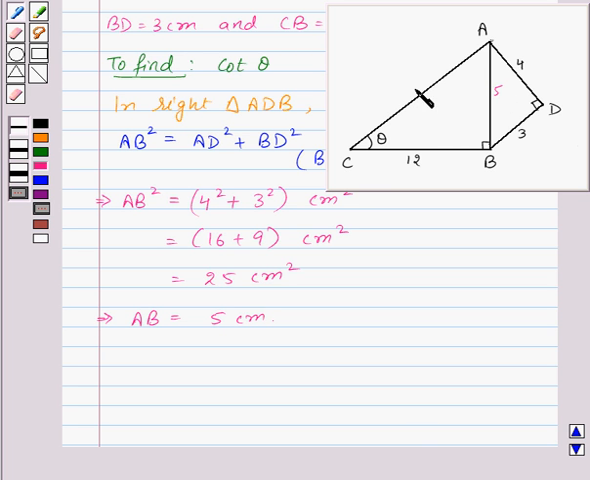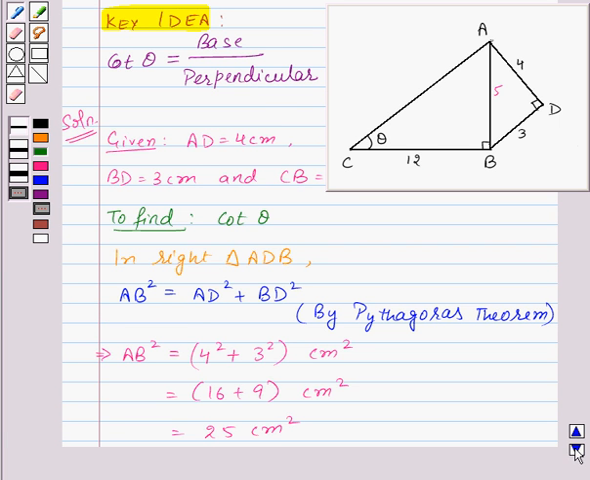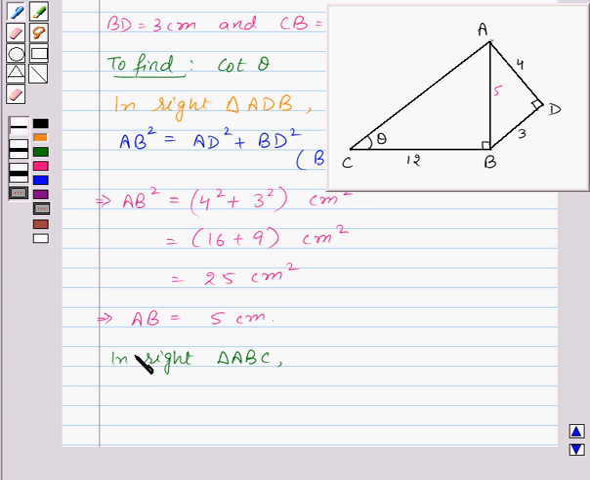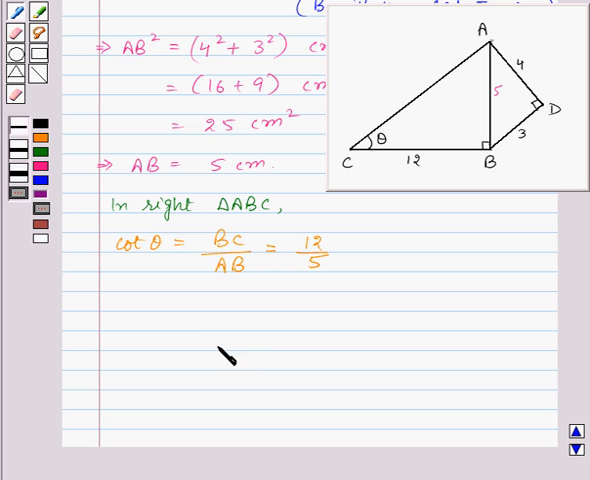Now consider the triangle ABC. So in right triangle ABC, we know that cot theta is equal to base upon perpendicular. So that means here cot theta will be equal to base, that is BC, upon perpendicular, that is AB, which will be equal to 12 upon 5. Thus cot theta is equal to 12 upon 5 is the required answer to this question.